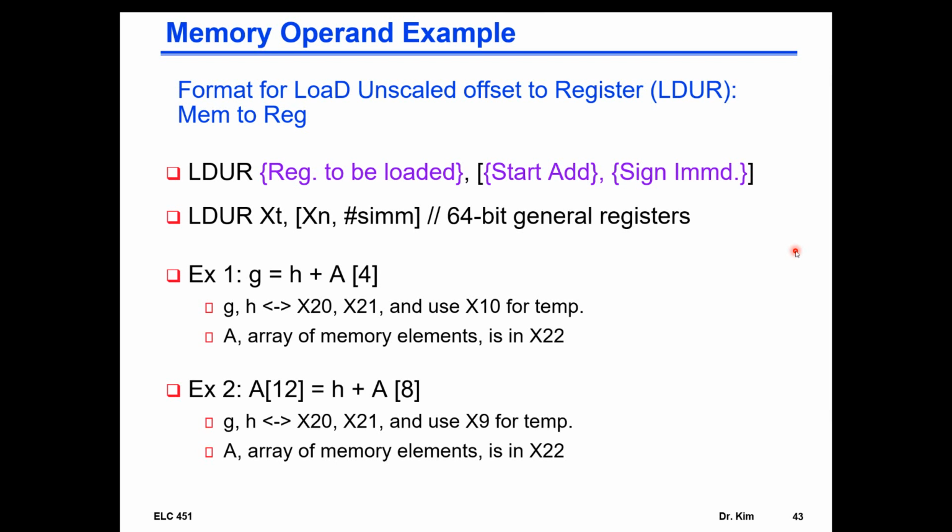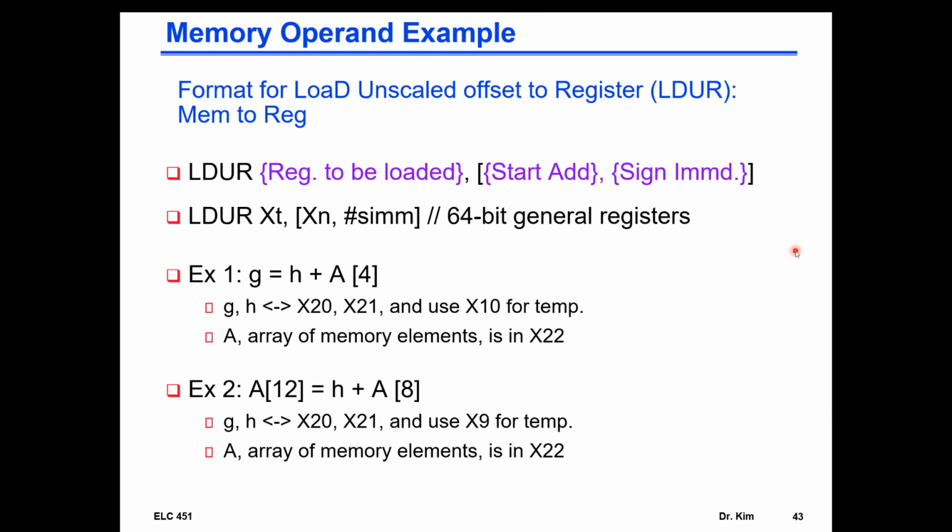So we can look at a couple of examples. The first one, if we have let's say a C expression, G is equal to H plus a member of an array that has been previously declared. So we want the 5th member of the array. So arrays in C start at 0. So this would be the 5th one.